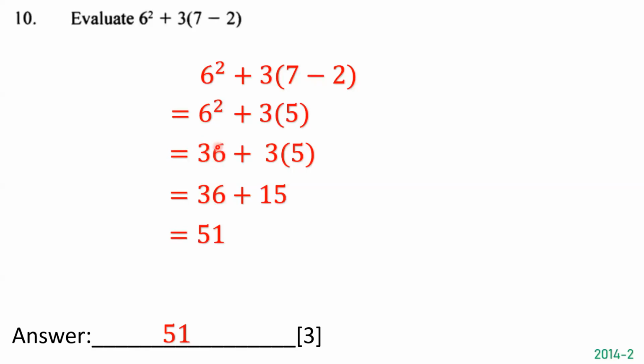Next, we just bring down the 3 times 5. Now, what is 3 times 5? 3 times 5 is definitely 15. And so we have 36 plus 15, and 36 plus 15 is definitely 51. Remember, if you add 36 and 15, that's definitely 51. And so let's move on to the next question.